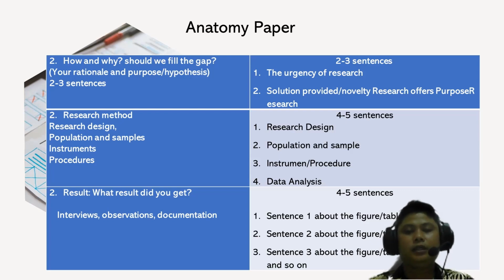For this, we can make two parts. One part is the urgency of the research, and the solution provided is the novelty of the research's purpose. And the research method consists of the research design, population and sample, and instruments for the research. This research method consists of four to five sentences: research design, population, sample, instrument, and data analysis.